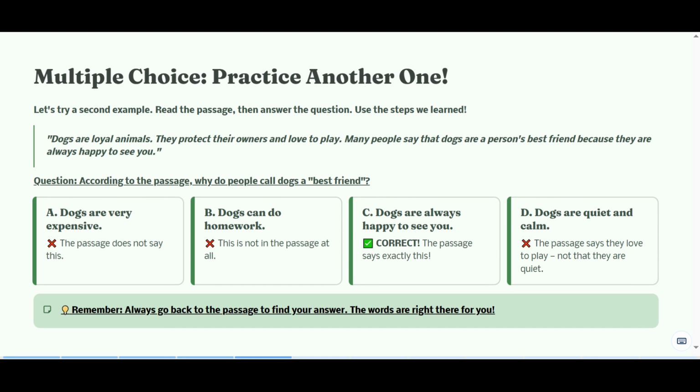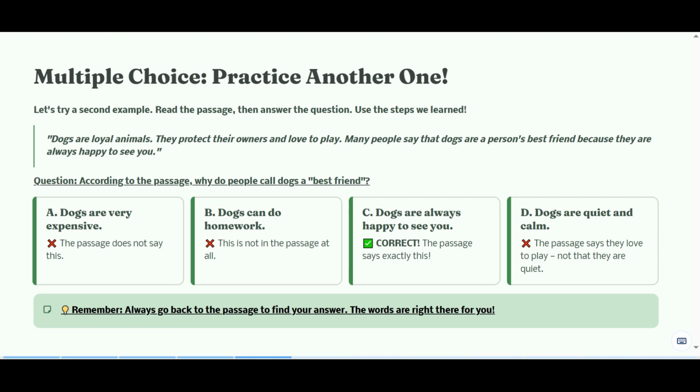A. Dogs are very expensive. B. Dogs can do homework. C. Dogs are always happy to see you. Or D. Dogs are quiet and calm. Now let's look at the passage again because we might need to read it one more time. Dogs are loyal animals. They protect their owners and love to play. Many people say that dogs are a person's best friend because they are always happy to see you. Now let's look at the question again. According to the passage, why do people call dogs a best friend?